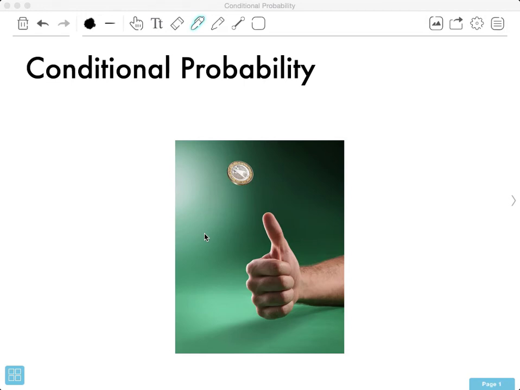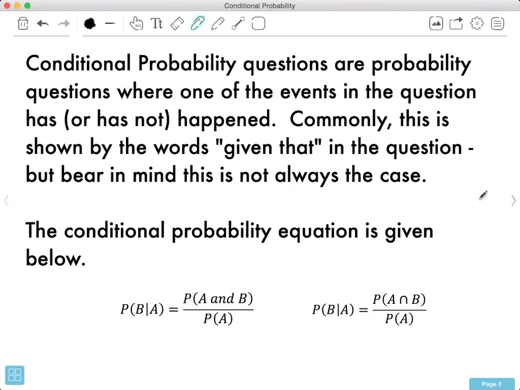This is intended for students in Applied Math 40S taking probability. And we're going to take a quick look at a conditional probability question. Conditional probability is usually the trickiest kind of probability for people.